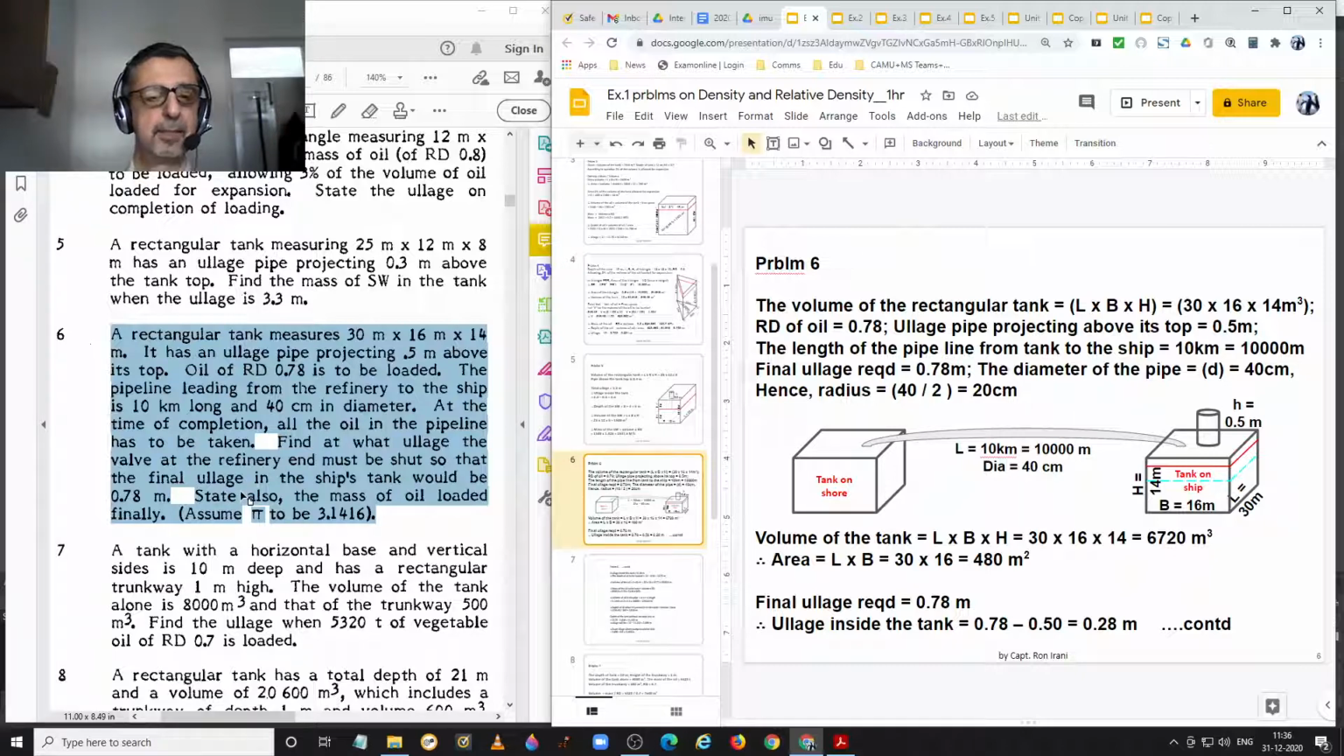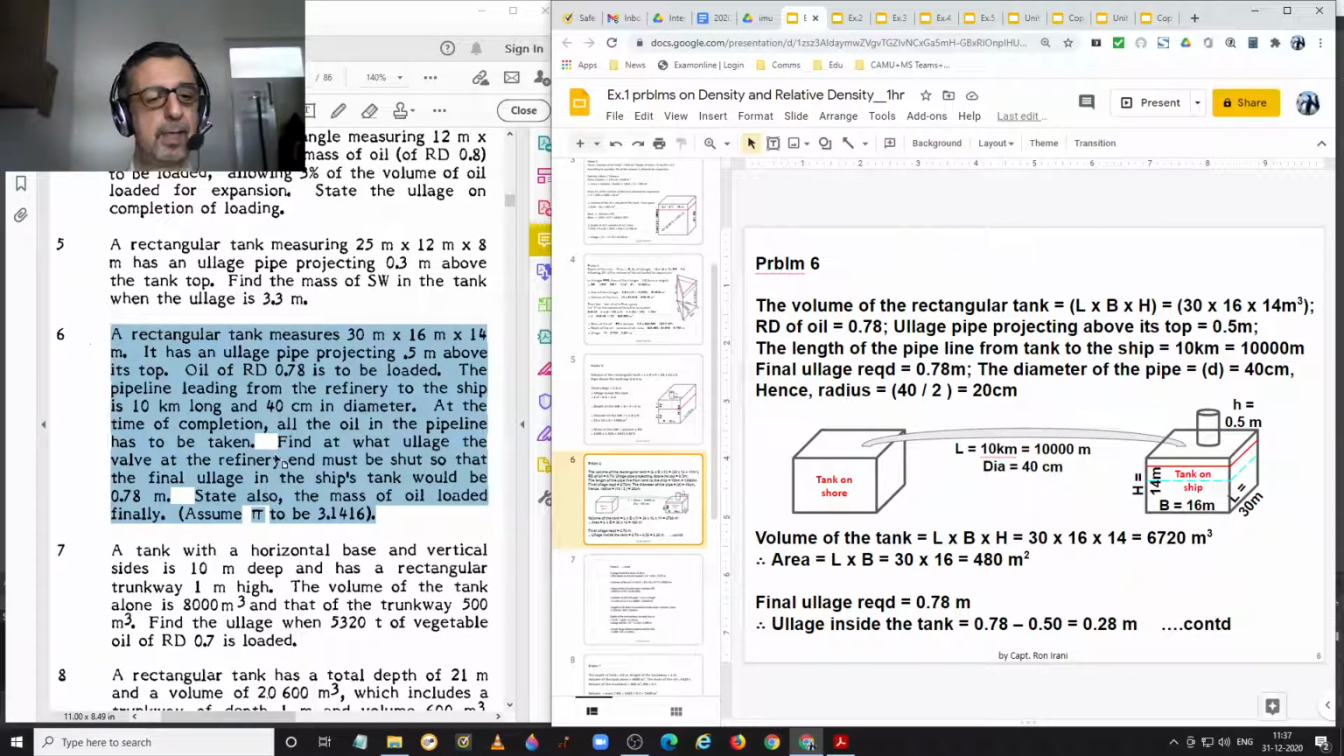At the time of completion, all the oil in the pipeline has to be taken. So there is a certain amount of oil inside this pipeline that is 10 kilometers long, having a diameter of 40 centimeters. And at the time of completion, this oil has also to come into your tank, thereby leaving this pipe empty at the end.